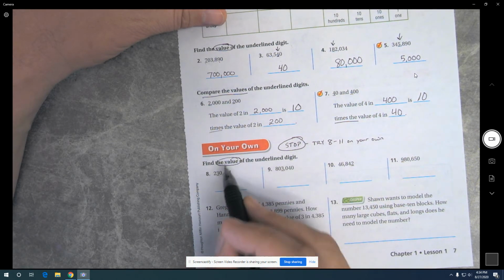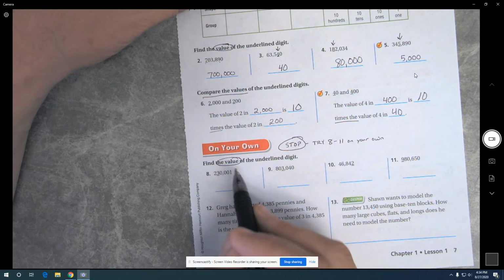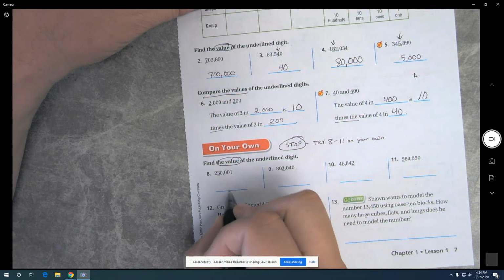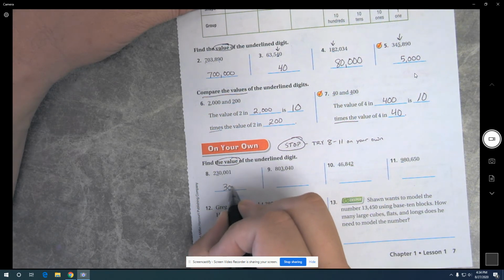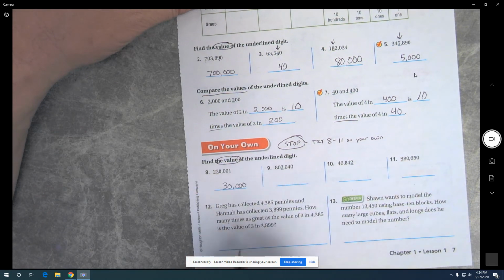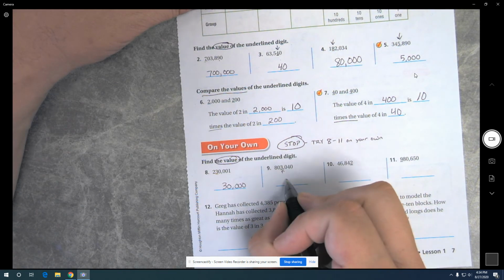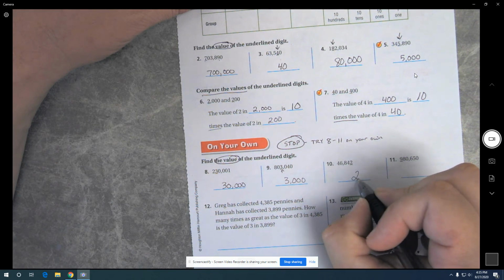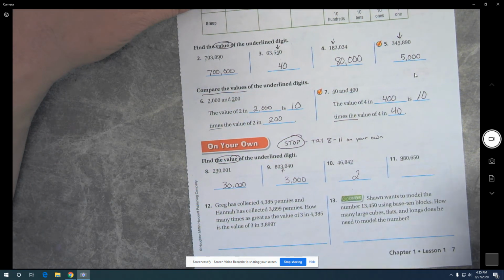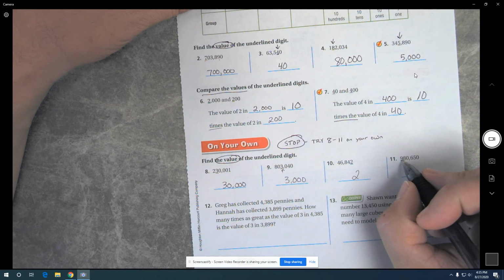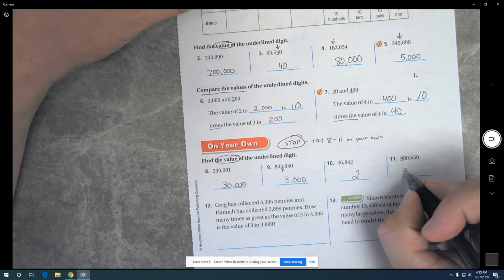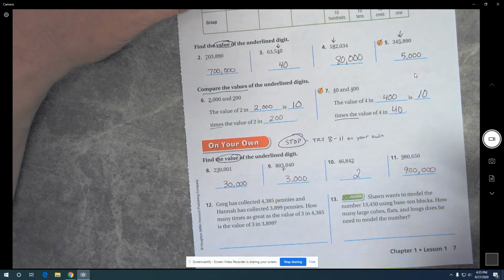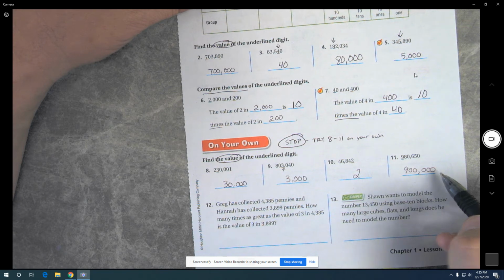The value. Some of you didn't underline or circle that. Circle the keywords. The value of the underlined digit. That is 3 in the 10,000 spot. 3 10,000s is 30,000 if we pulled that out. If we pulled this 3 out here, it's worth 3,000. This 2 is 2. That's it. It's 2 ones. And this 9 is 9, but it's in the 100,000s. So it's worth 900,000.